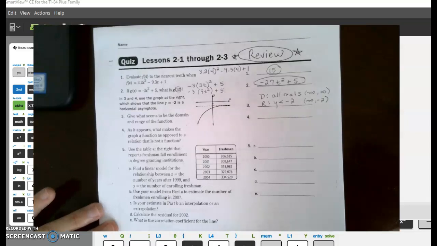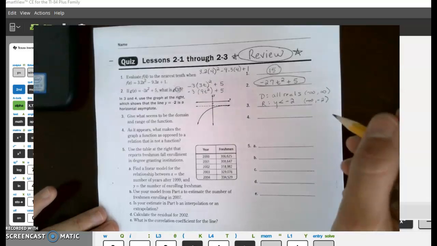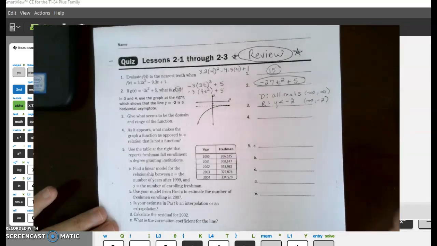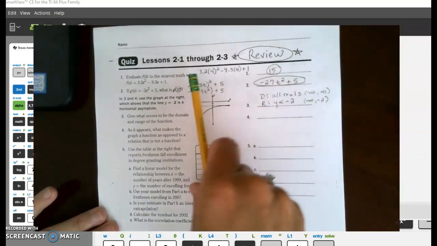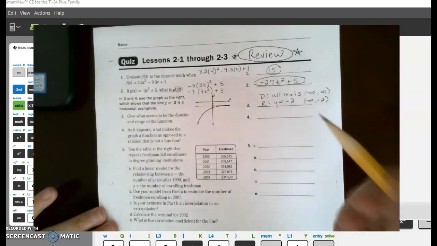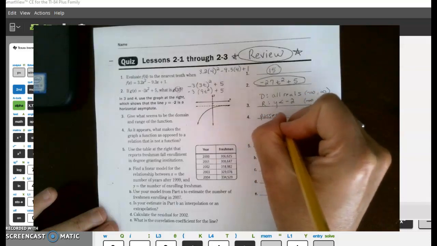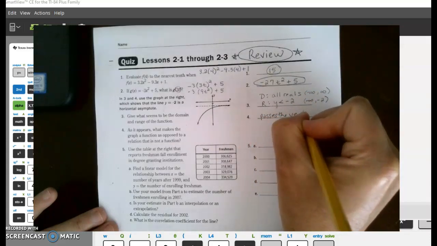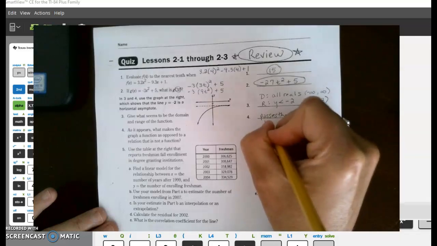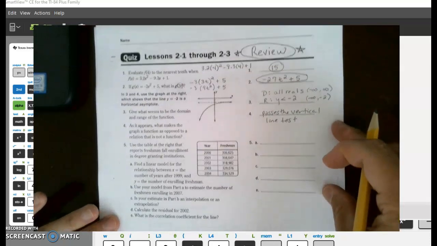All right, number 4. As it appears, what makes the graph a function as opposed to a relation that is not a function? Well, when I look at a graph, the easiest way to know if it's a function is to do the vertical line test. And if I do that vertical line test, it only ever goes through one point, so that's why it passes the vertical line test. Alright, let's go to number 5.